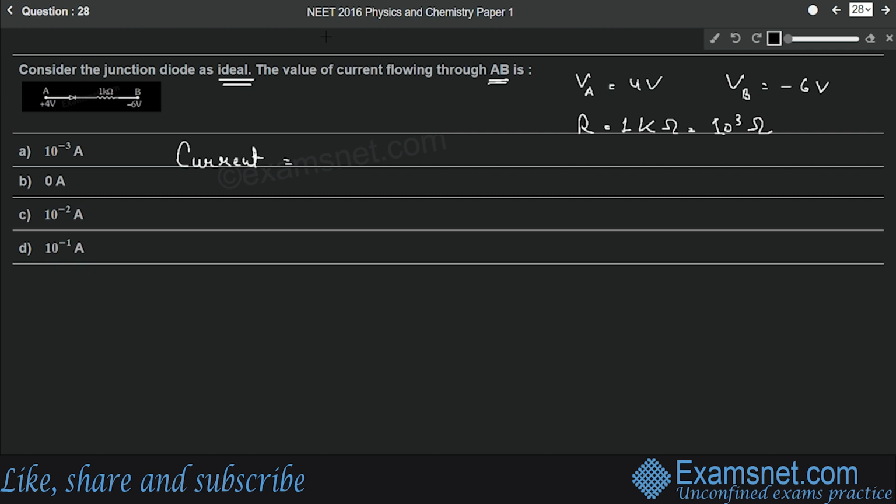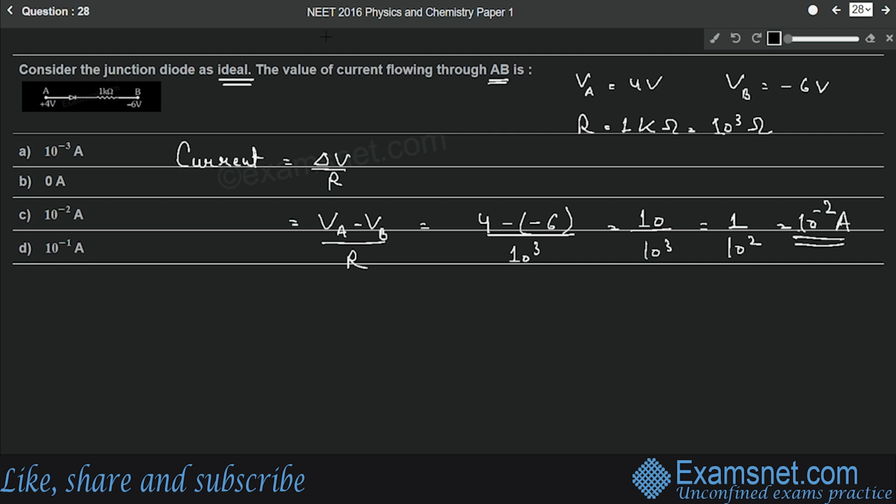So that will be equal to delta V by R, because this is an ideal diode. So it will be simply delta V by R. Delta V means VA minus VB by R. VA is 4 volt, VB is minus 6 volt, and R is 10 to the power 3 ohm. So it is 4 plus 6, that is 10 by 10 to the power 3. So it is 1 by 10 to the power 2. That means 10 to the power minus 2, and the unit is ampere for current. So 10 to the power minus 2 ampere. That means option C will be the correct answer.